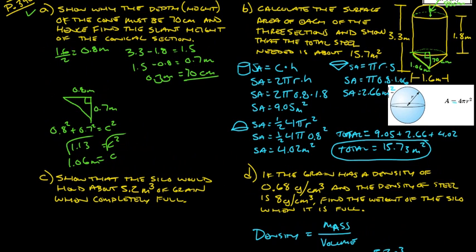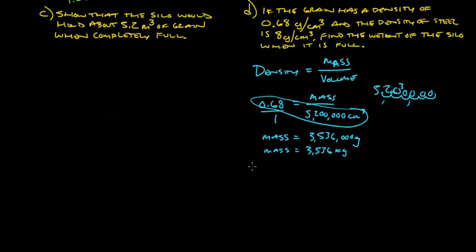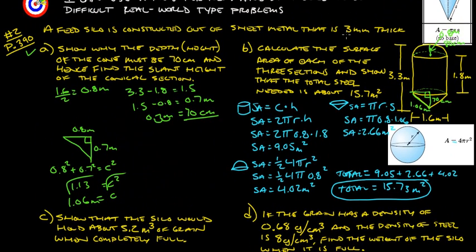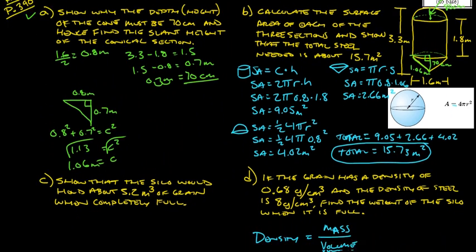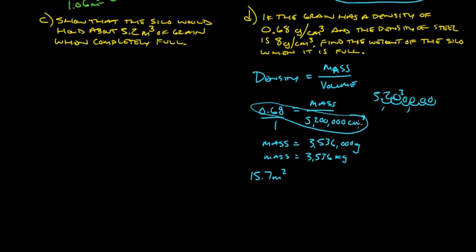So we know that there's 15.7 square meters of steel, and the steel is 8 grams per centimeters cubed. That's the density of the steel. Okay, we also have to keep in mind that the steel way back up at the beginning says it's 3 millimeters thick. So we've got millimeters here and meters here, and we ended up with cubic centimeters here. So let's turn everything into centimeters.